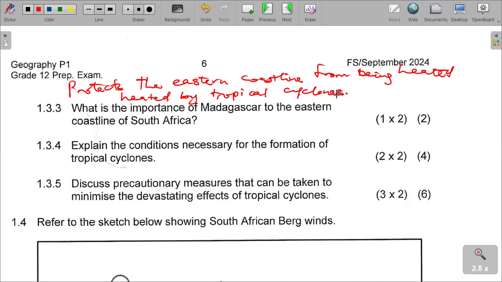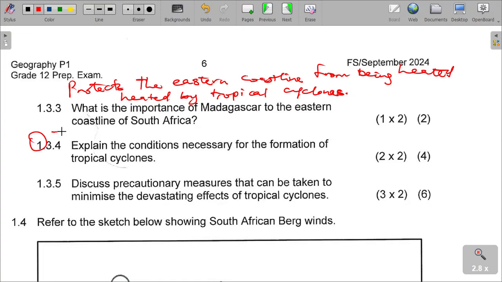So as you can see, this is quite specific: Madagascar prevents the east coastline from being heated by what? By tropical cyclone. Explain the conditions necessary for formation of tropical cyclones. This one is just a theoretical explanation or understanding that we must refer to: conditions necessary for the formation of tropical cyclones. Number 3.1.1.34.